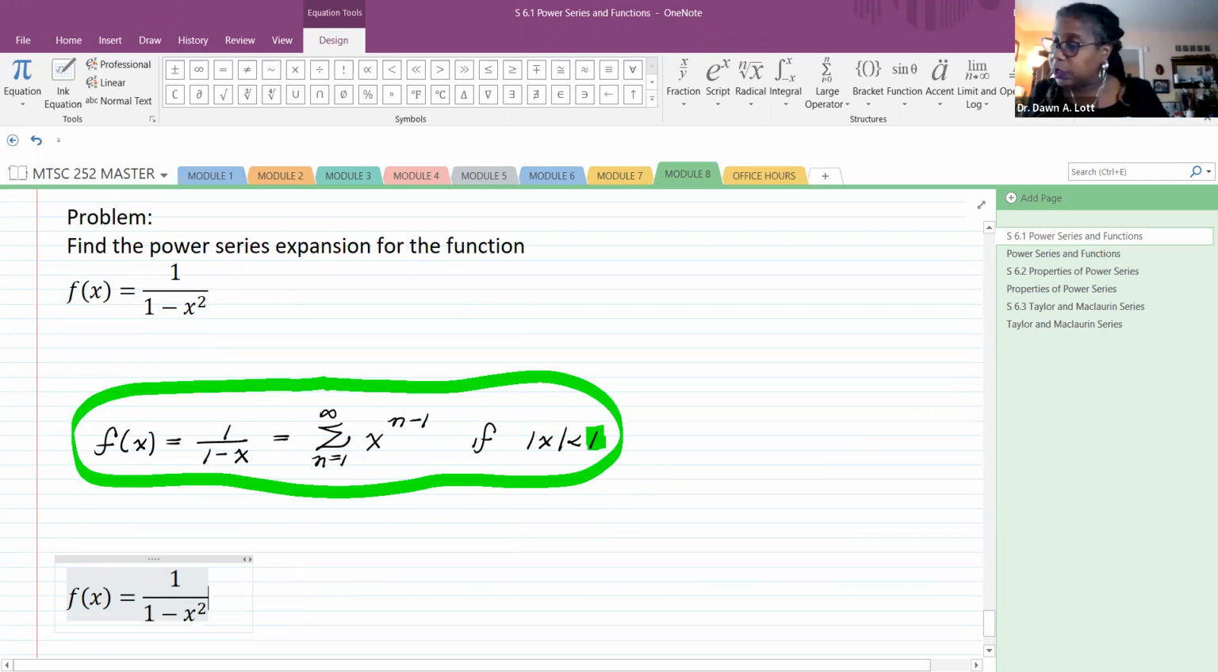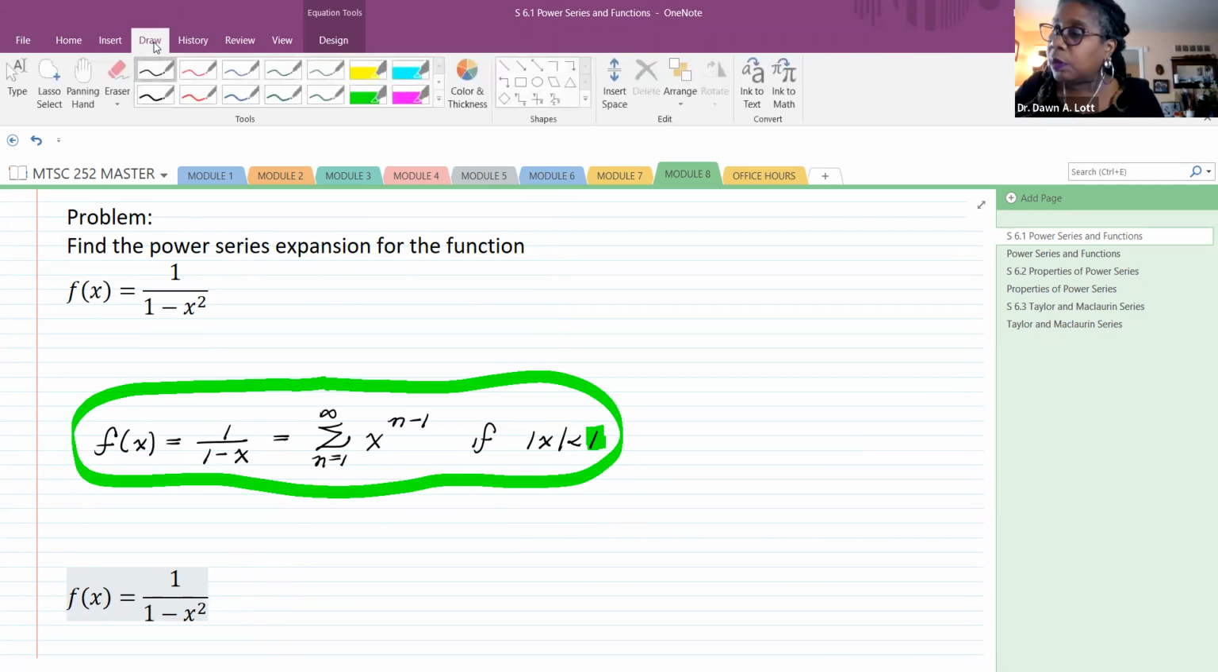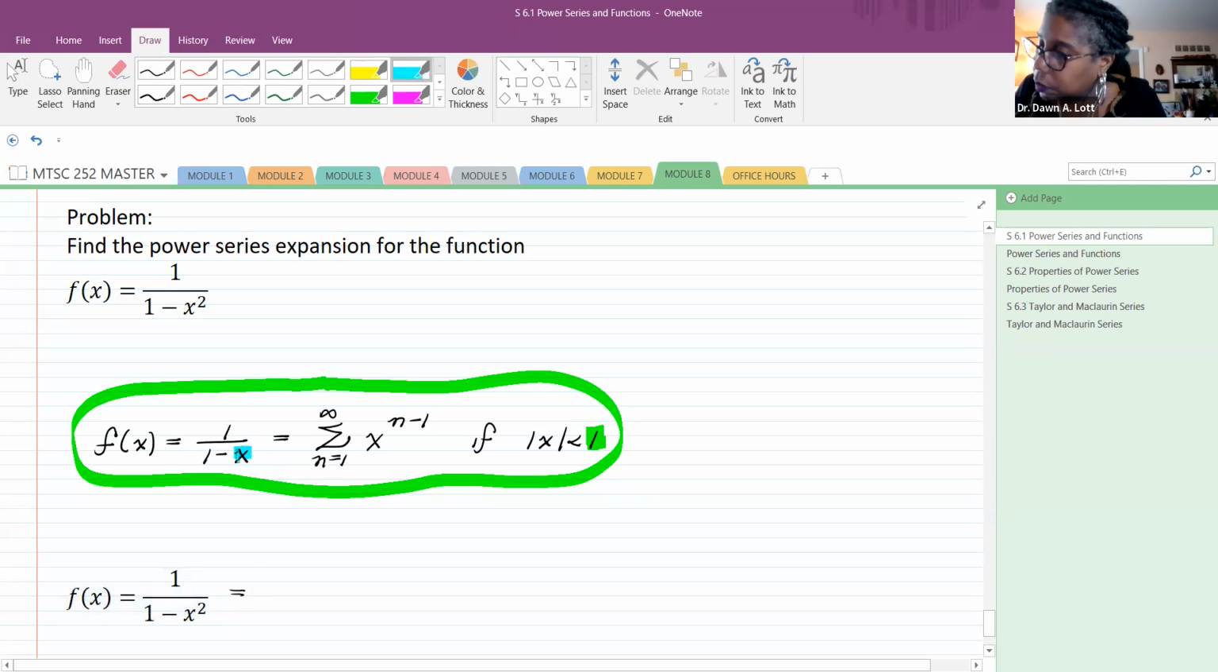Well, let's see. Here, we have 1 minus x, and that's x to the n. So now I have 1 minus x squared. So that's going to be the sum, n equals 1 to infinity. I'm going to put an x squared there because that's what it has to be, to the n minus 1. So I get that.